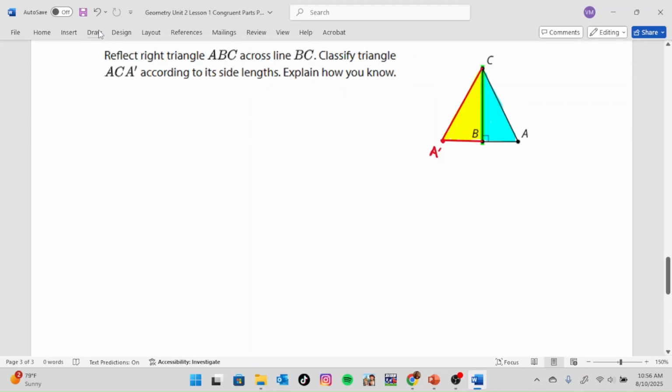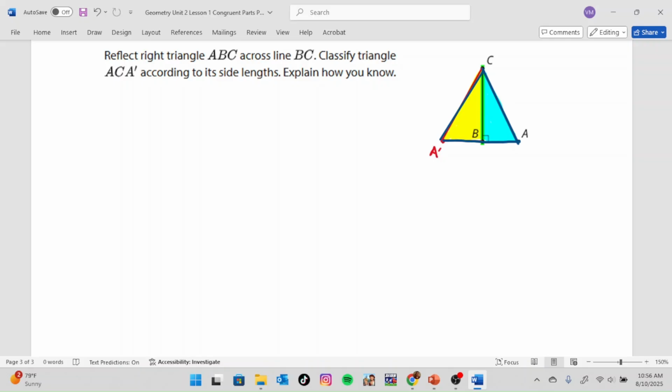They want us to classify the overall triangle AC A prime. So they mean all the way around A, C, A prime. And explain how we know.